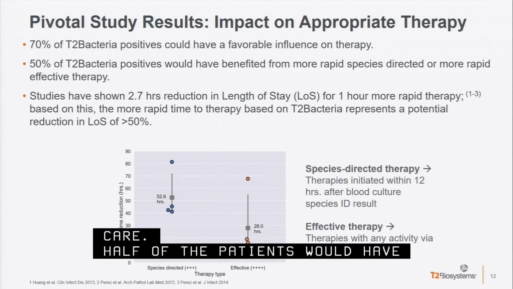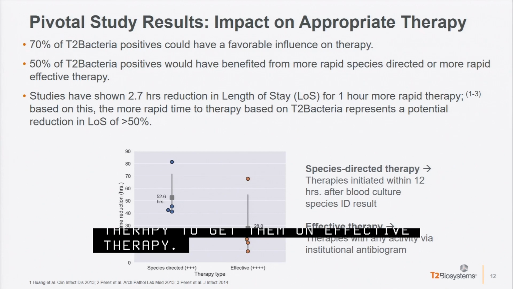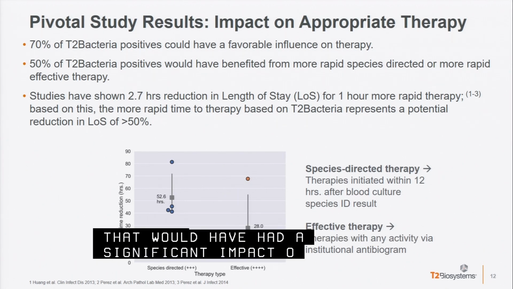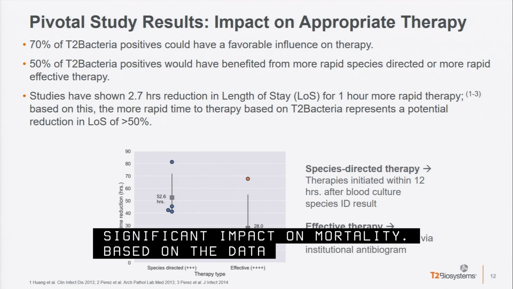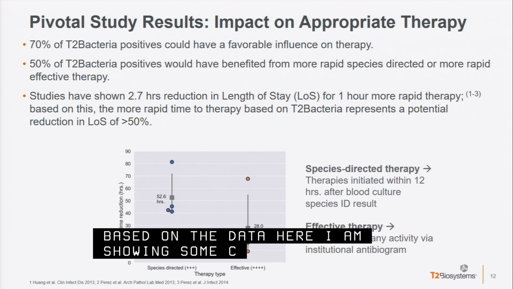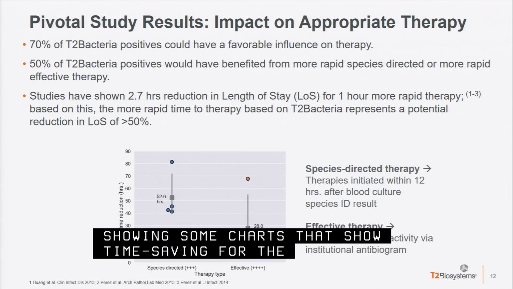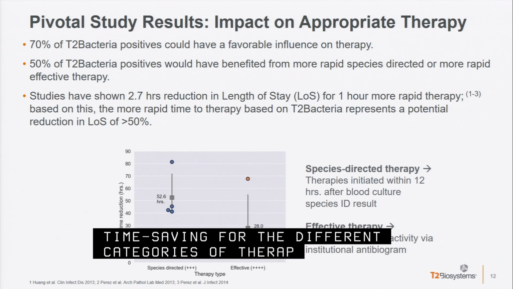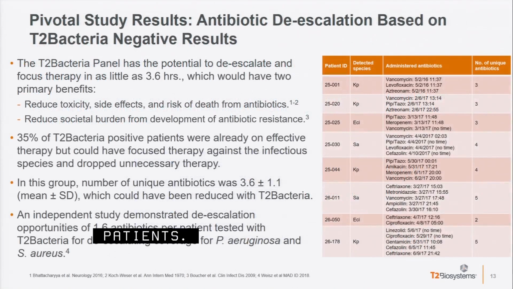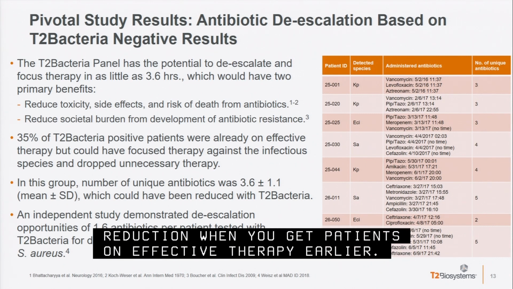And based on the data here, I'm showing some charts that show the time savings for these different categories of therapy changes that were available for these patients. Other literature has demonstrated that there's significant length of stay reduction available when you get patients on effective therapy far earlier. The other dimension here is, of course, stewardship and appropriate use of antimicrobials.